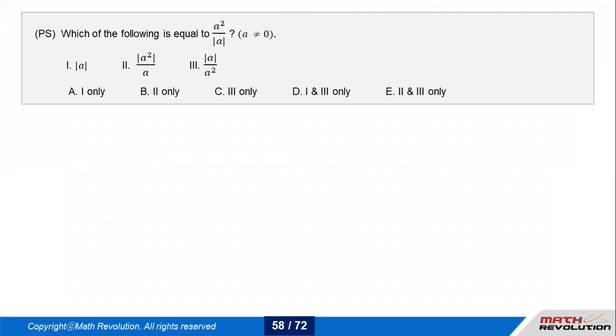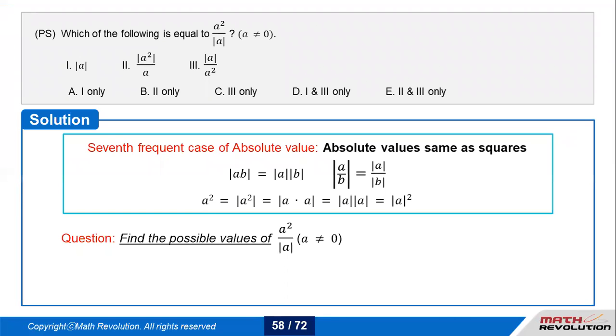Which of the following is equal to A squared over mod of A? They basically want us to simplify our options 1, 2, and 3 to get to the answer. So we need to find the possible values of A square over mod A, where A is not equal to 0. Since we know that A square can be written as mod of A squared, and why are we writing that? Because mod of A cannot be written as A. It can be minus A also, because they said A is not equal to 0. So A can be greater than 0, A can be less than 0.